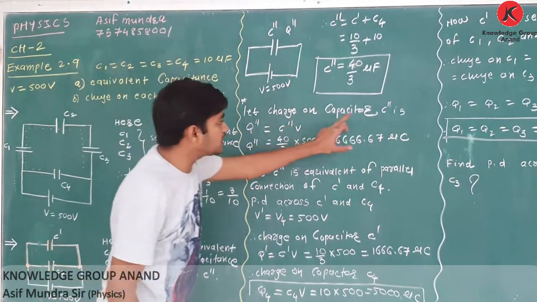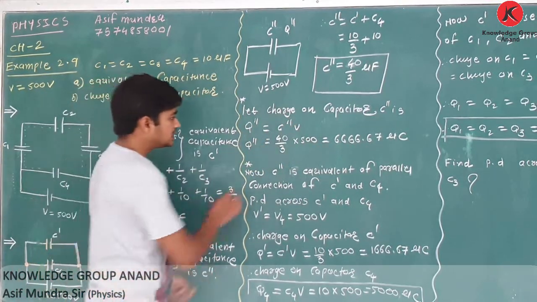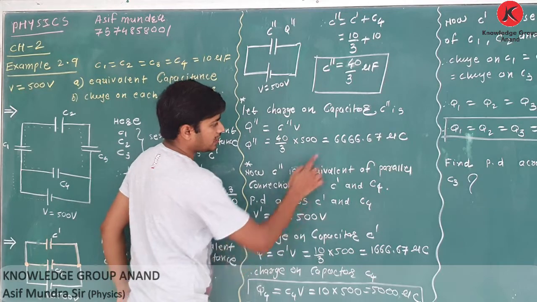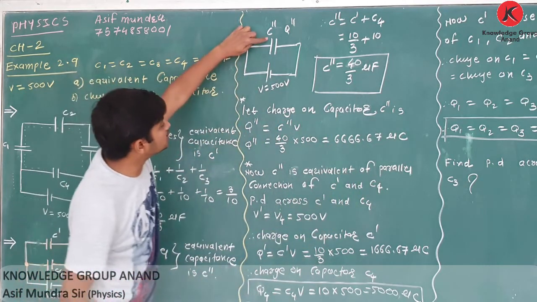So let the charge on capacitor C double dash be Q double dash, equal to C double dash into V. C double dash, 40 by 3, into 500 is equal to 6666.67 microcoulomb. So what is the charge on this C double dash?